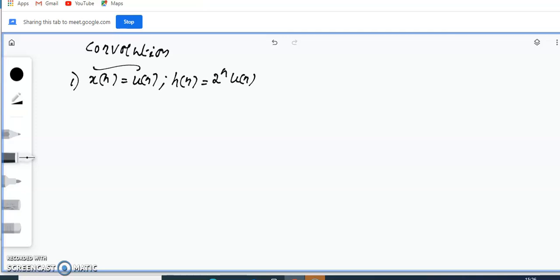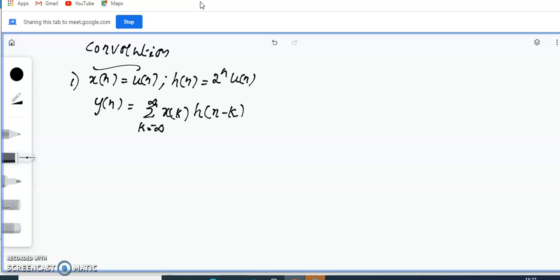Okay, so you can write the equation first. Please everyone write the equation. The equation is y of n is equal to sigma k is equal to minus infinity to plus infinity x of k multiplied by h of n minus k. This is the equation for convolution. So we are given x of n. So you can simply write x of k, it is u of k itself. And you are given h of n also, it is 2 raised to n u of n.